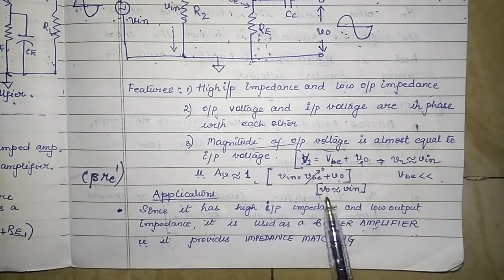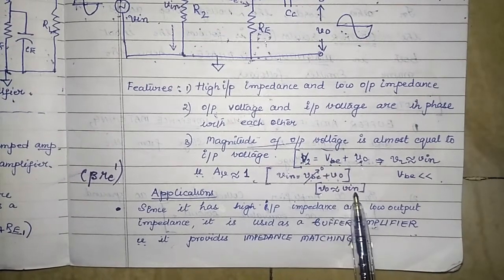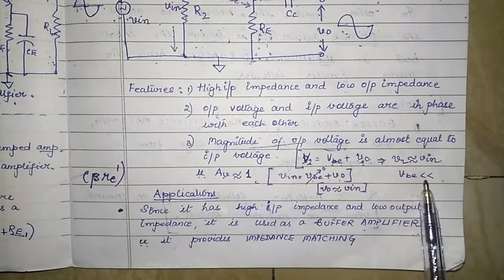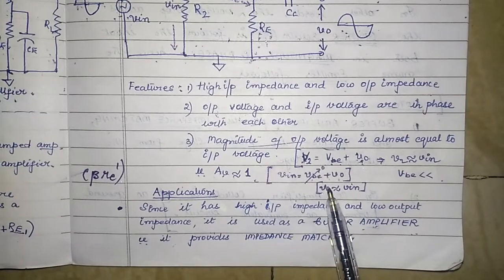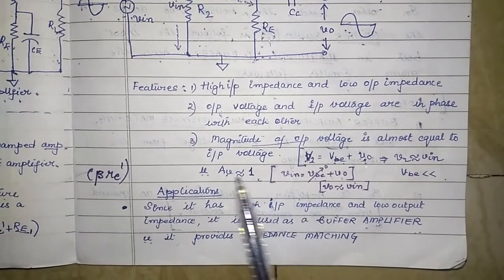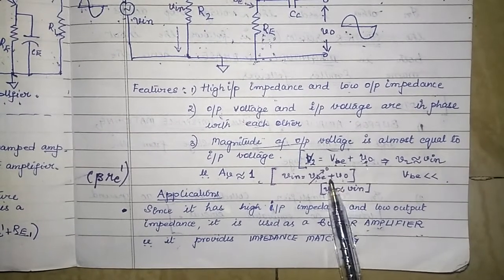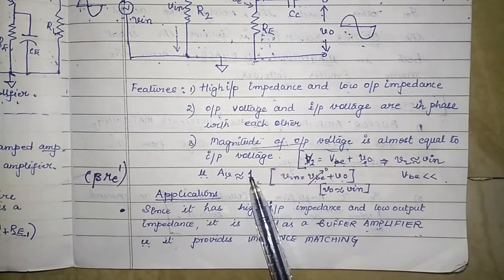So instead of telling that, it would be more meaningful if you say that V0 is close to input voltage by magnitude. See how that is going to happen when VBE is very, very small. Okay, so that's why we are telling that the voltage gain is almost equal to 1. So I hope you remember what is AV. AV is V0 by Vin. When V0 is almost equal to Vin, the gain will also be close to 1.